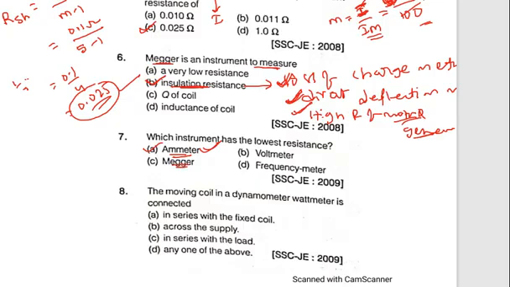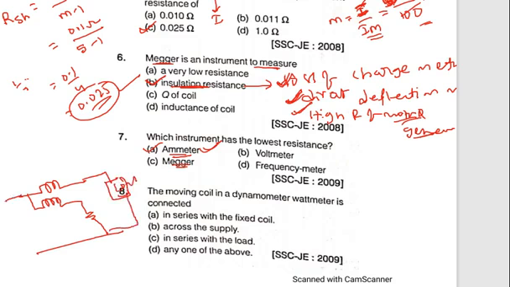And next one, a moving coil in a dynamometer type wattmeter is connected how? See here, the wattmeter connection. There will be a load. See here, this is the supply voltage, this is the fixed coil and this is the moving coil.